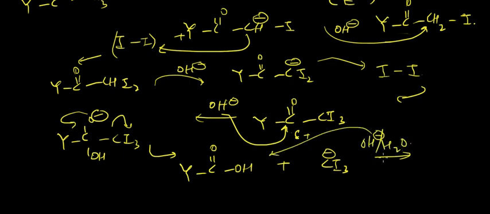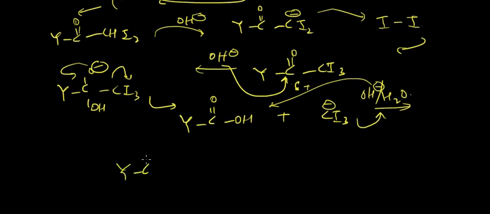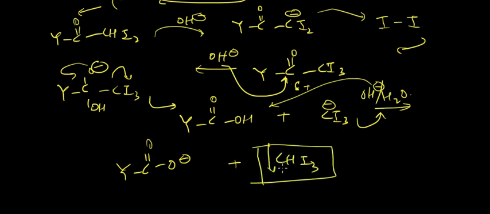We get CI3 minus, and in presence of water, since we also have a basic medium, CI3 minus will attack on the water molecule to get CHI3, which forms a yellow colored precipitate. This is the yellow precipitate. This completes the mechanism.